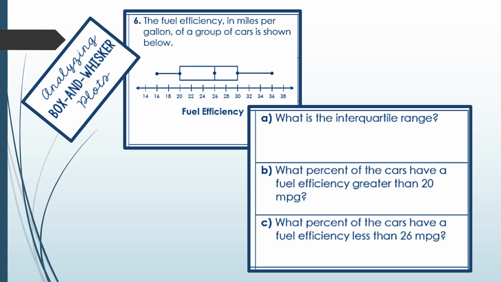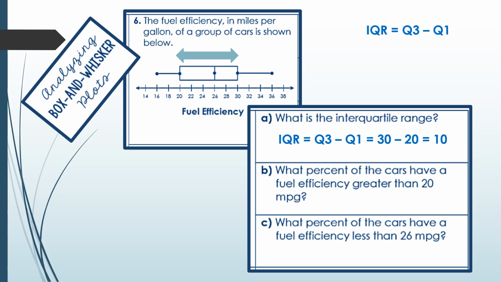Fuel efficiency in miles per gallon of a group of cars is shown below. What is the interquartile range? Interquartile range is Q3 minus Q1, so look on your box plot. It's right in between there, which is 30 minus 20, and 10 is the value.